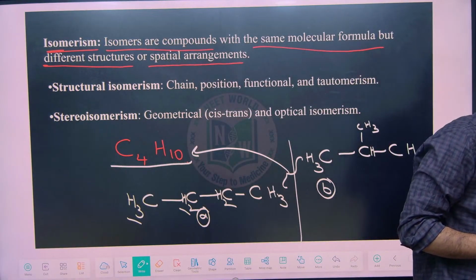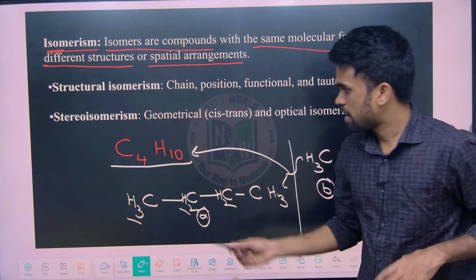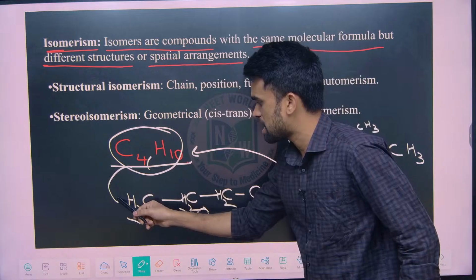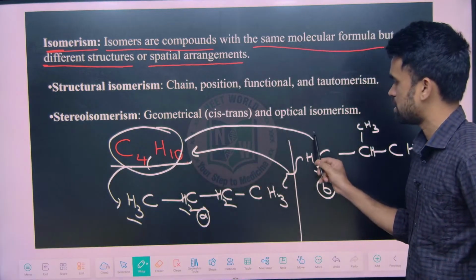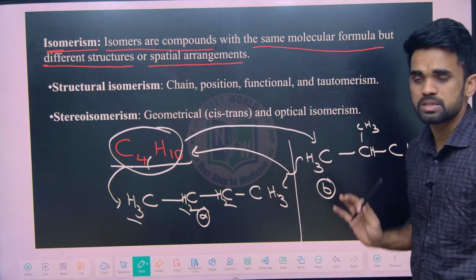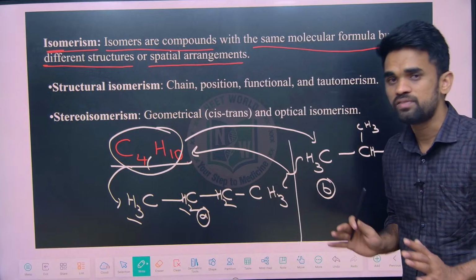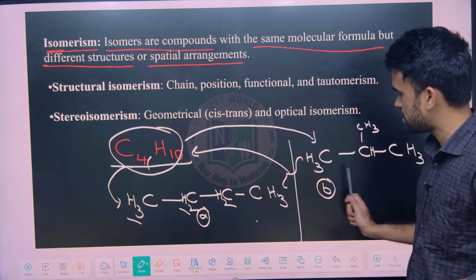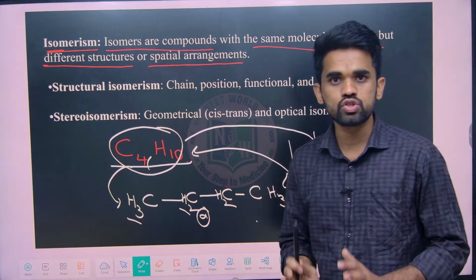What do we mean by isomers? Once again, see, I have taken a formula. With this chemical formula, I can draw a structure like this or I can draw a structure like this. Both structures are possible. Both of them are correct, satisfying their valency. So A and B, this structure and this structure, are called isomers.